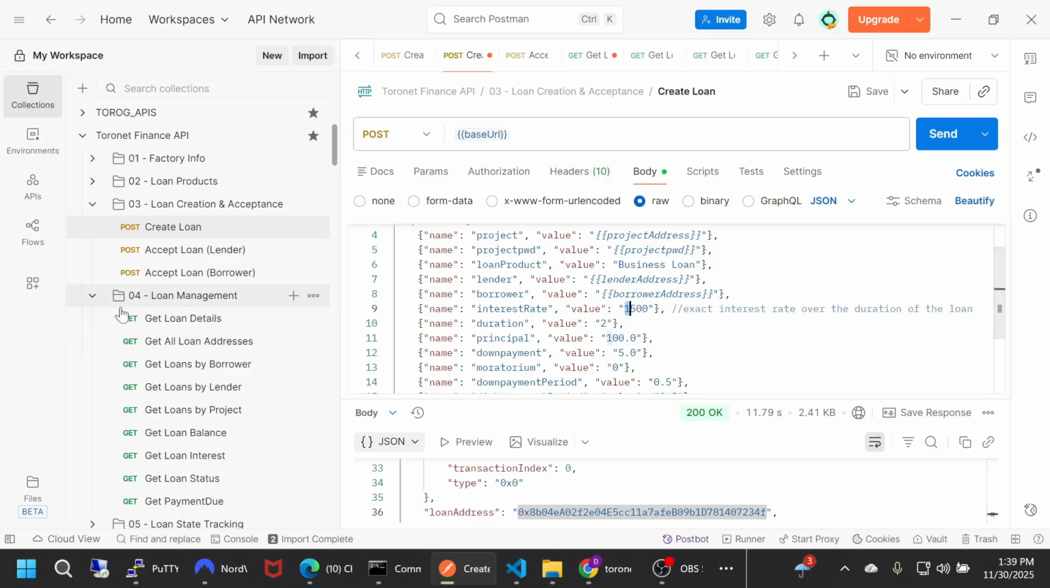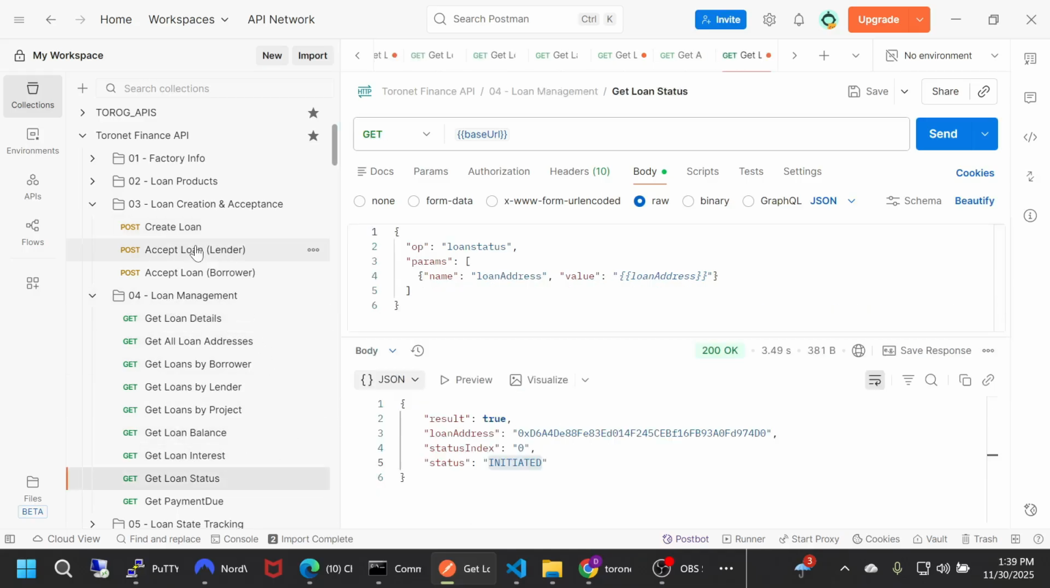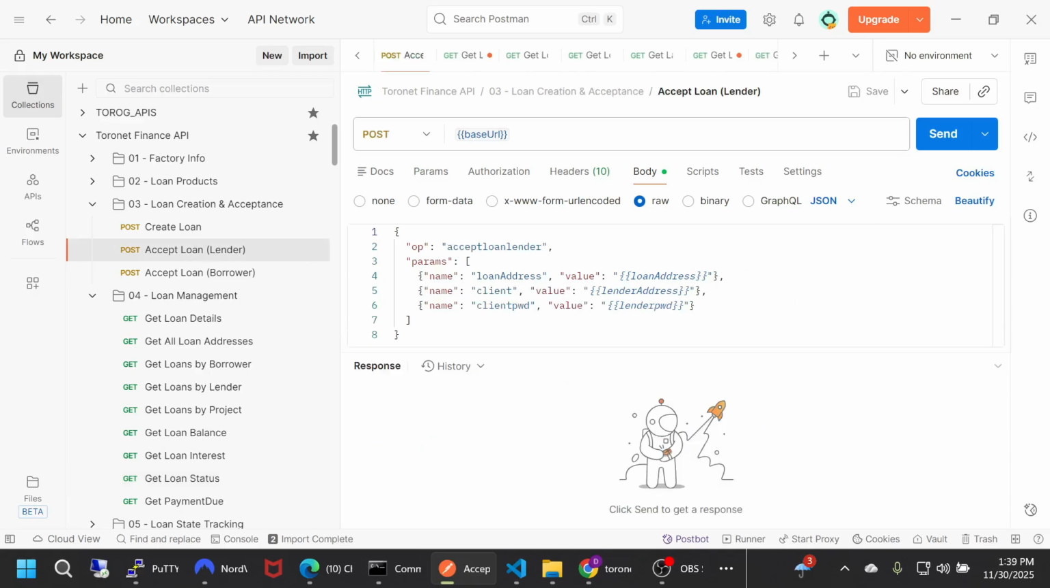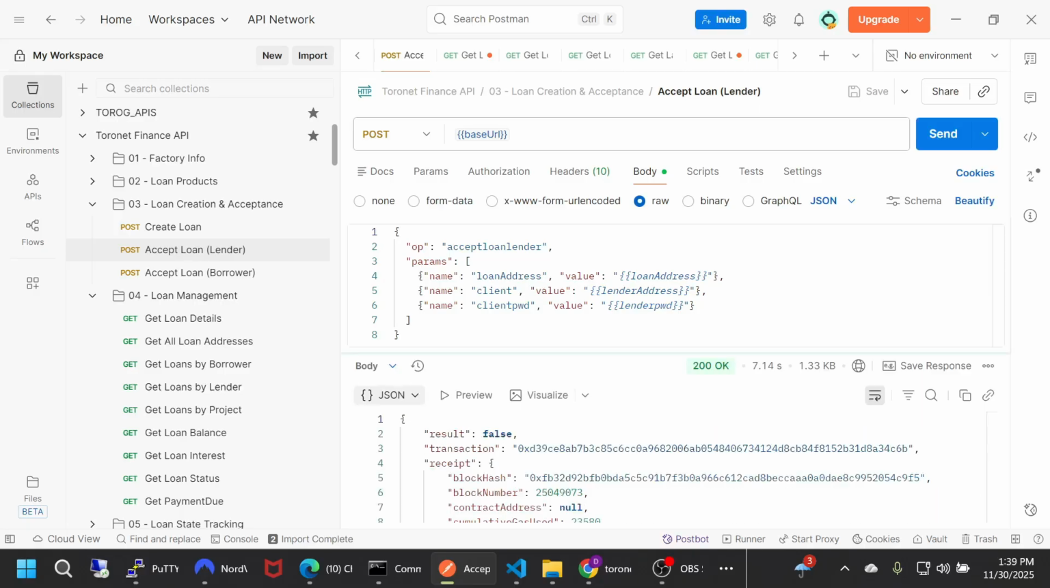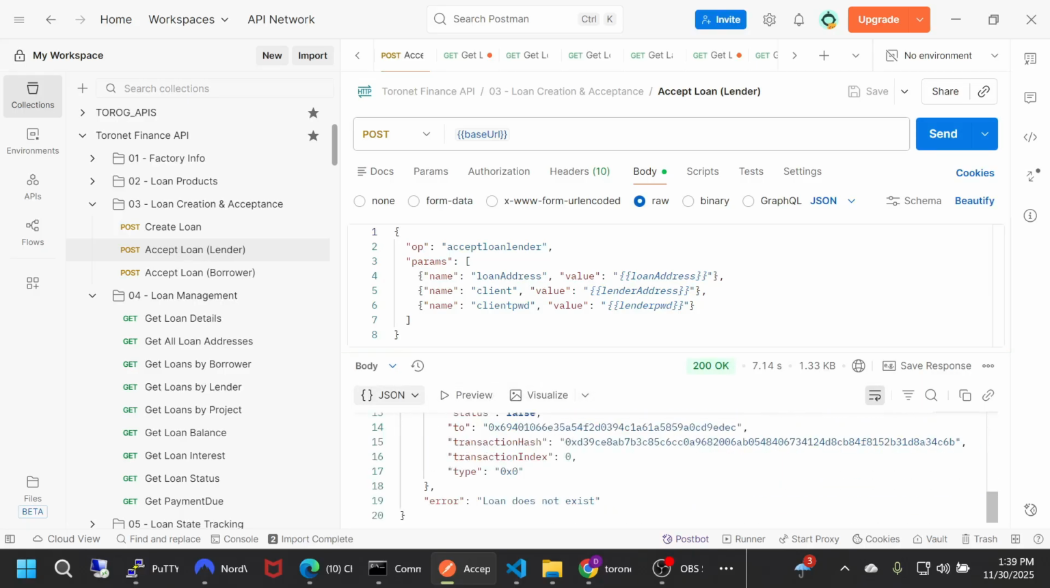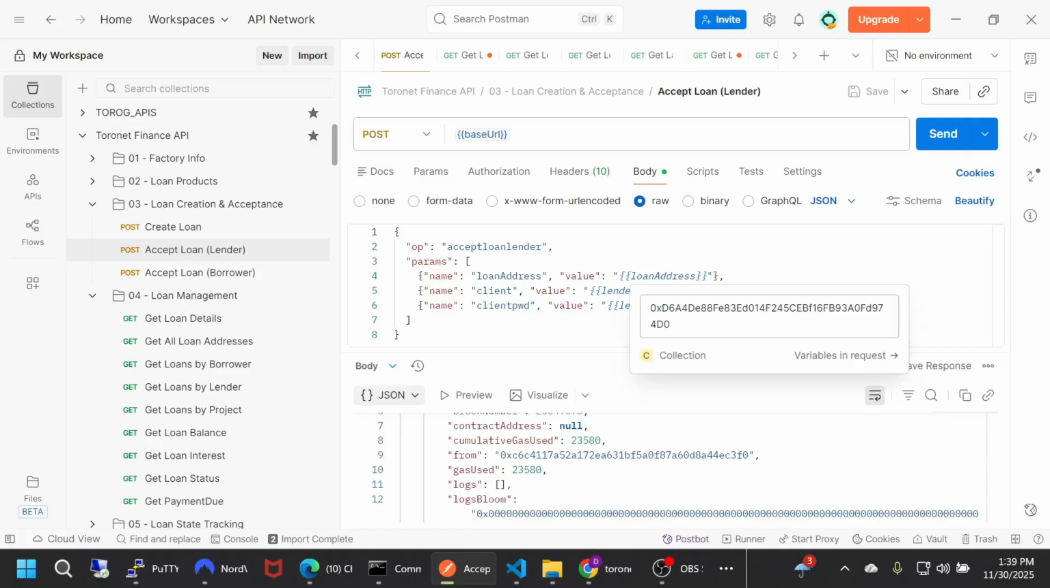Okay, so let's proceed now to check the loan status. We already did, it's initiated. The lender will accept the loan. It doesn't matter the order. The lender and borrower just need to sign the loan. Blockchain addresses are based on signature, so they will both have the private keys. And if they have the private keys and they input that to accept this loan, then we need to put in the loan address. So let's put in that loan address.